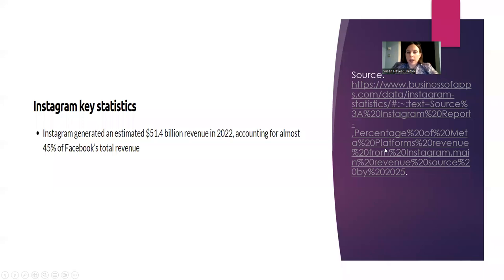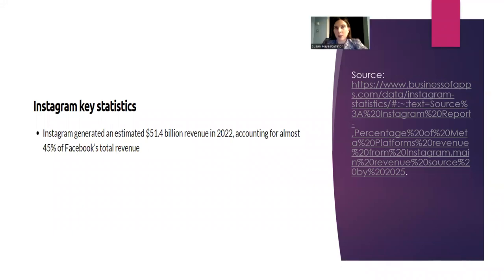Now, I also just wanted to talk about economies of scale. So we talk about economies of scale, and in the book we talk about internal and external economies of scale, and we talk about diseconomies of scale as well. This is just one statistic that I found. Again, you can see my sources over here. I just think it's very interesting to see that in 2022, last year, Instagram generated an estimated 51.4 billion revenue.